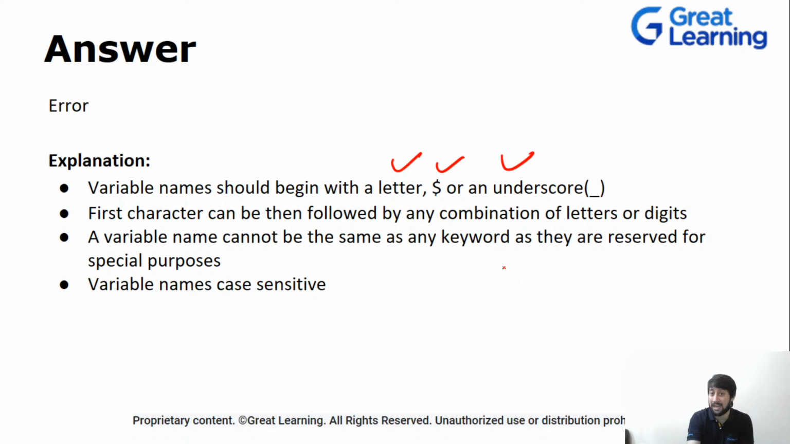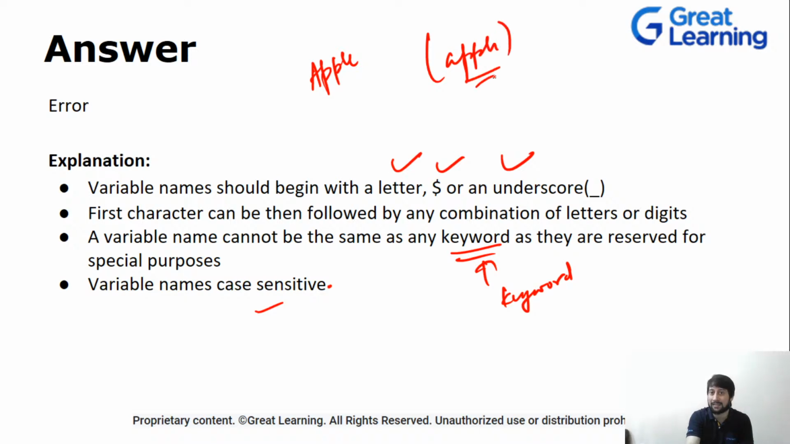Variable names cannot be the same as a keyword. Obviously you cannot use keywords, because they have a special purpose and are reserved for special things. And variable names are case sensitive. What do you mean by case sensitive? Suppose you have defined a variable like this and you try to access it like this, it will say the variable has not been defined because there is a letter which is capital. Is this clear, guys? Quickly just write a yes or no in the chat.